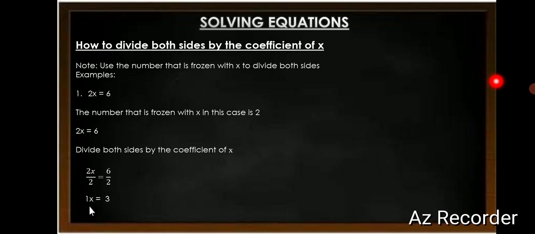But in mathematics, we prefer writing this 1 as invisible. So instead of writing 1x, it is preferable we write x. So our answer becomes x equals 3.